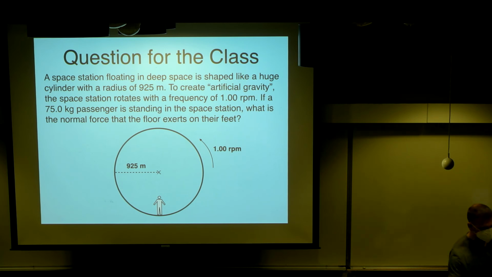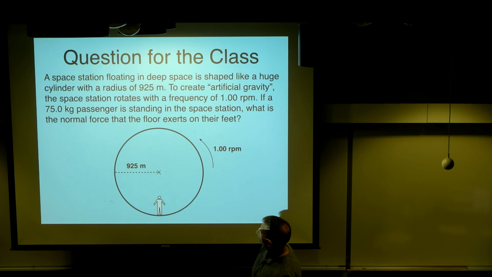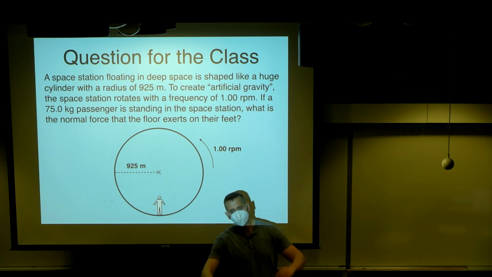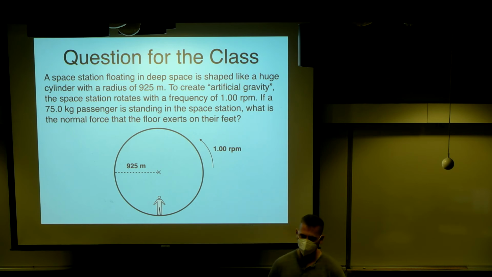So we have a space station floating in deep space, and it's shaped like a huge cylinder with a radius of 925 meters. So right away, when I say it's floating in deep space, there isn't any gravity, so to speak. The reason we experience gravity is because we're standing right on the surface of the Earth. But if we were really far away from any massive objects, like in between two galaxies or something, there wouldn't be a whole lot of gravity. All right, so assume there's just no gravity.